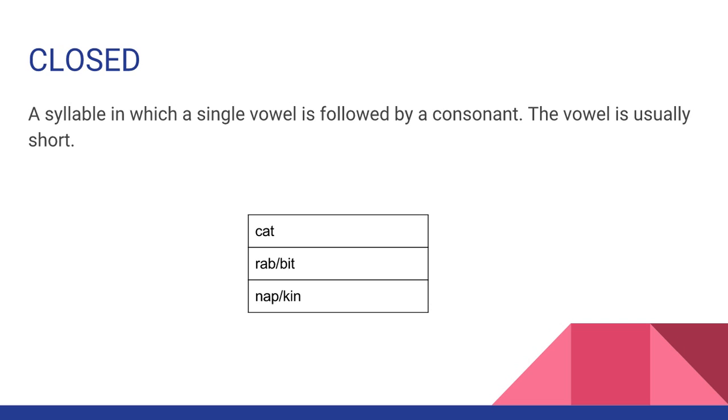In our third word, napkin, we divide between the 2 consonants. We have NAP, nap, our first syllable, a closed syllable, and KIN, kin, another closed syllable. All of these syllables have a short vowel followed by a consonant.